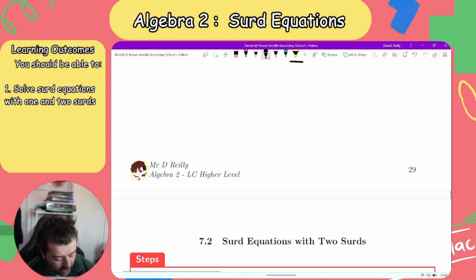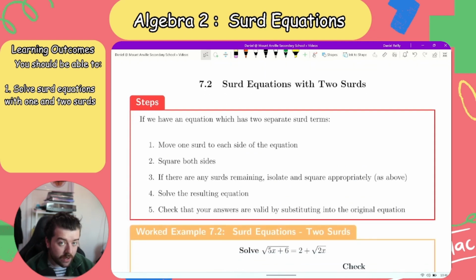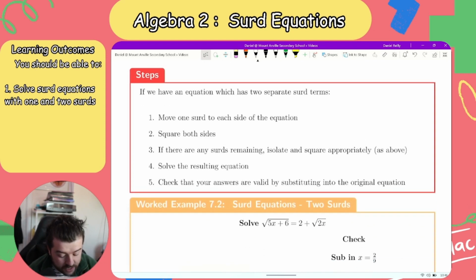The next ones we're going to be looking at are surd equations with two surds. It's the exact same process and method, just one extra step. We might have to repeat the process once more. If we have an equation with two separate surd terms, we move one surd to each side of the equation. I take one surd and put it on one side, and the other surd to the other side. I have to make sure at least one of the surds is on its own. Then I square both sides.